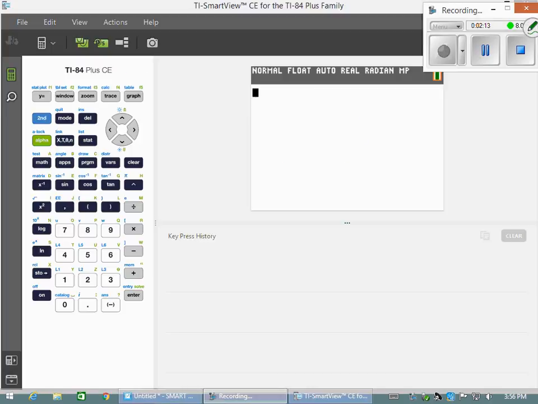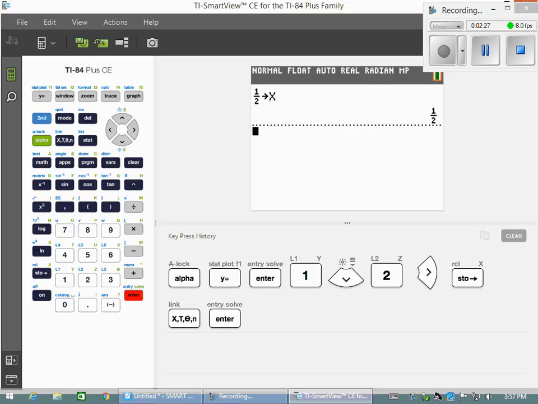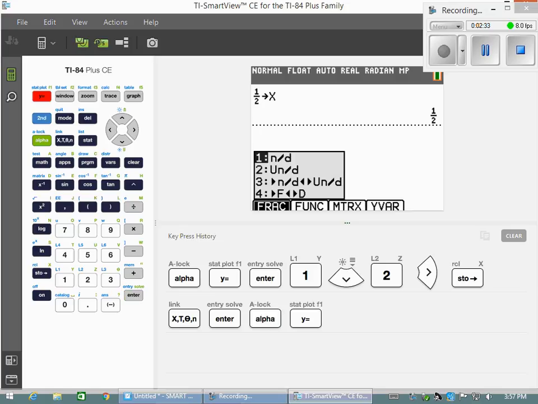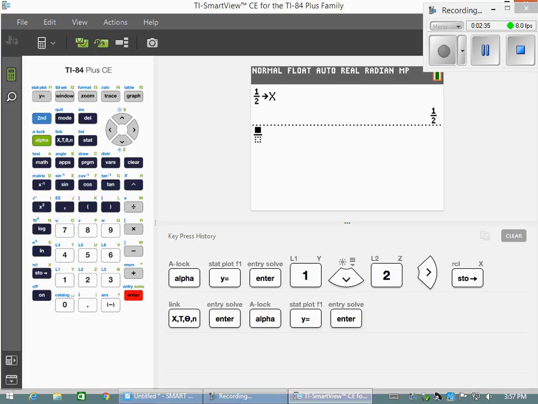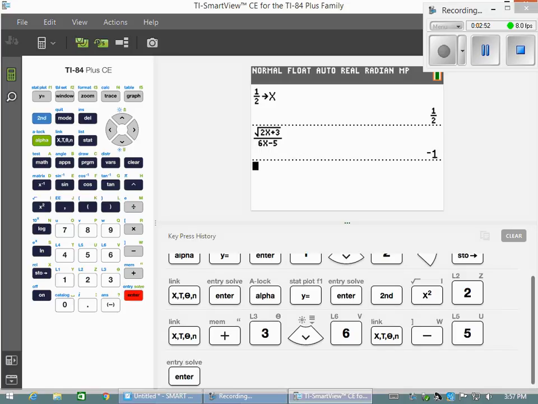Okay, so if I come into the calculator here, I would like to type in that fraction of 1/2 and store it for x. So alpha y equals enter, 1 over 2. Store button is right above on, storing it for x, hitting enter. Now I'm going to type in that entire function. So again, that function happens to be in fraction form, so I'm going to open up a fraction. Then I need a square root, so that's going to be second x squared. I'm going to type in 2x plus 3, scroll down, and then type in 6x minus 5. So I've stored the 1/2, that's my input, and when I hit enter here, that would be my output of -1.